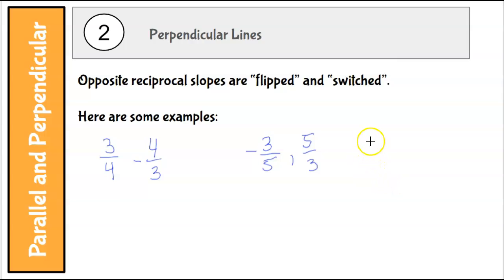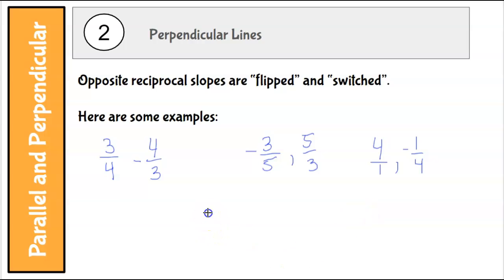A little bit of a tricky one is when it's a whole number, like 4. What's the flipped of 4? Well, 4 is the same as 4/1, so if I flip it, it's 1/4, and then it would be negative. So if it's a whole number, it's going to be 1 over that whole number, and negative, as the opposite reciprocal.